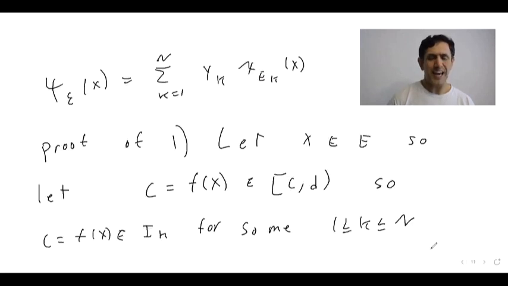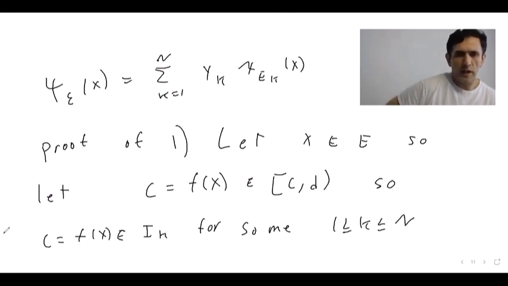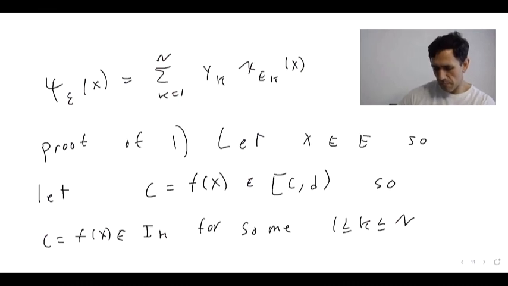Because the Iks partition c to d, certainly the Eks are disjoint. There is clearly no x where f of x is in Ik and Ik prime for k not equal to k prime. That's just impossible. You can't have f of x being in two of these disjoint intervals. That doesn't make any sense. f of x is f of x, it can't be two different elements, and there's nothing common between the Iks.